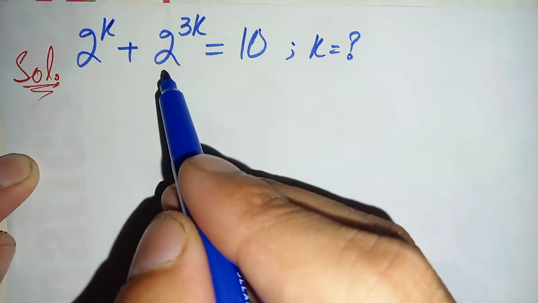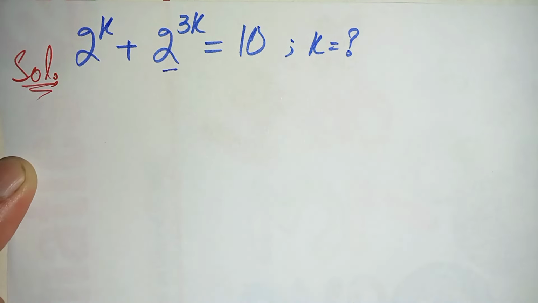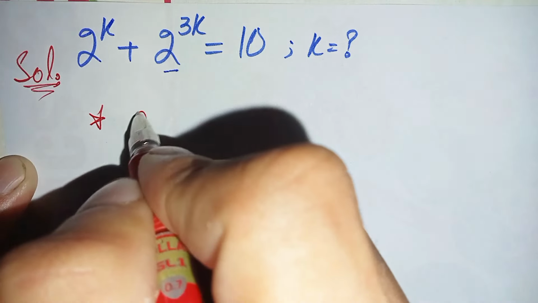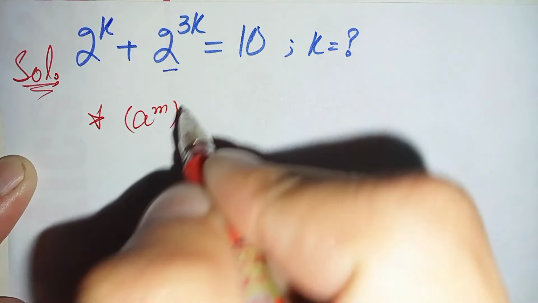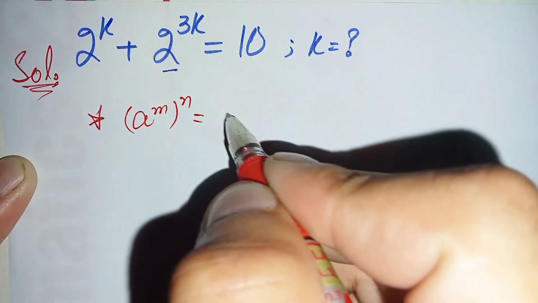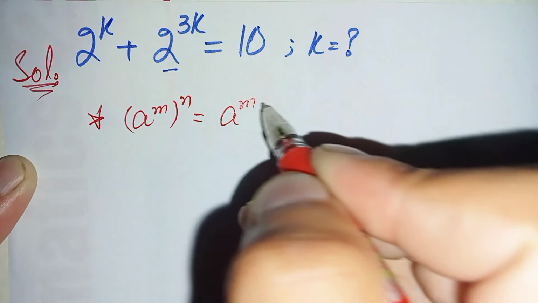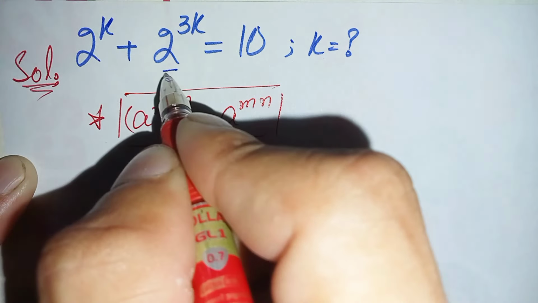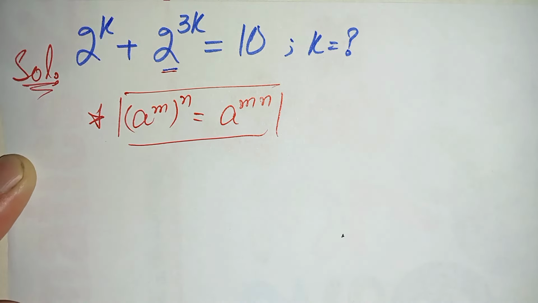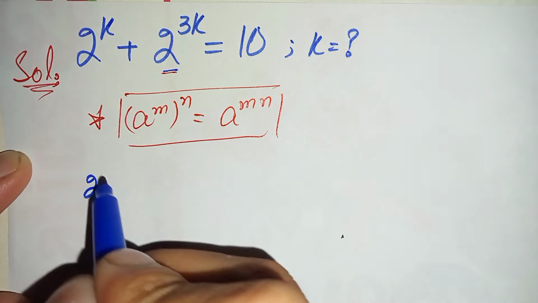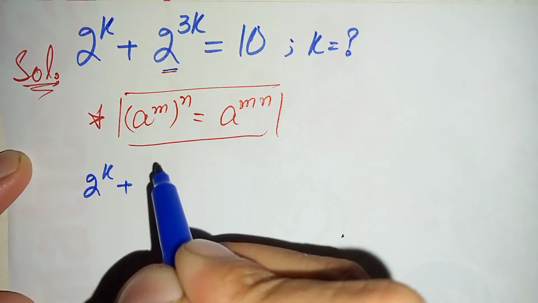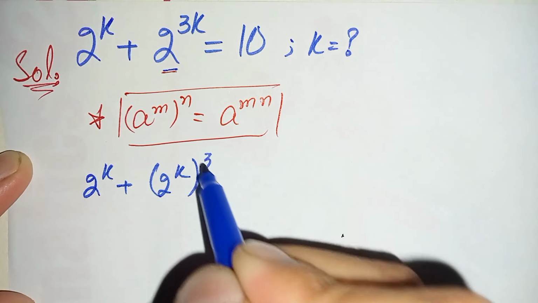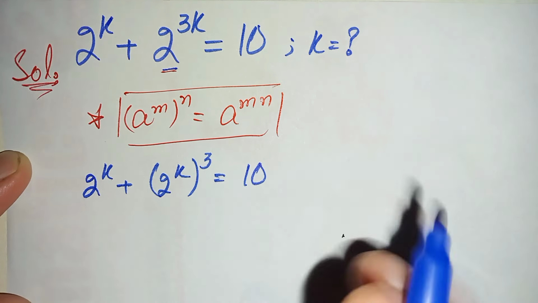Now here first of all we will use an exponential math property in this term on the left hand side. We will use this one exponential math property: a raised to power m, whole raised to power n, can also be written as a raised to power m times n. So using this exponential property, this equation will become 2 raised to power k plus 2 raised to power k, whole raised to power 3, is equal to 10.